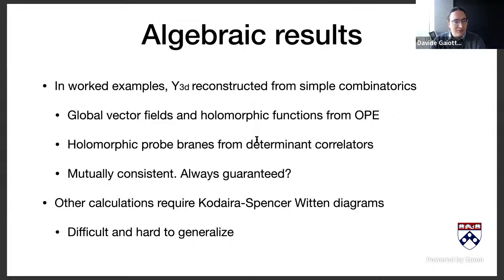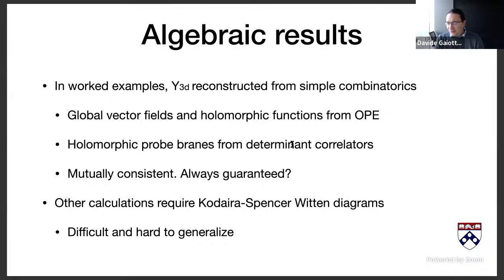In the work I did with Kevin and then with Kaja, this three-dimensional manifold and its properties, as I was mentioning, emerged from very simple combinatorics. We didn't know how to prove the whole correspondence, but some aspects of it are very algebraic. For example, vector fields and functions on this 3D geometry can be derived just by studying the OPE carefully in the dual chiral algebra. Similarly, you can study these determinant correlation functions in the chiral algebra, and you see branes in Y emerge naturally. Things like the ADHM construction for branes in Y emerge naturally from an analysis of these correlation functions.